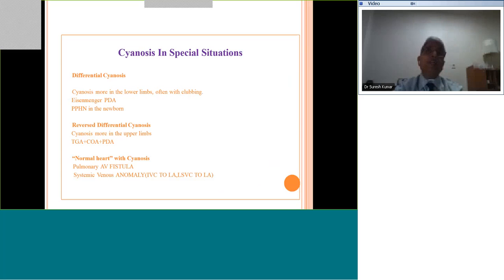In the newborn, if you are checking an SpO2 measurement, this is also a feature of persistent pulmonary hypertension in the newborn, because one of the diagnostic features of persistent pulmonary hypertension in the newborn is a right to left shunt across the duct. And if you are checking the SpO2 in the upper limbs versus the lower limbs, you'll find that the lower limbs are more desaturated. You could get a reverse of this, what we would call a reversed differential cyanosis, in which the lower limbs are better saturated.